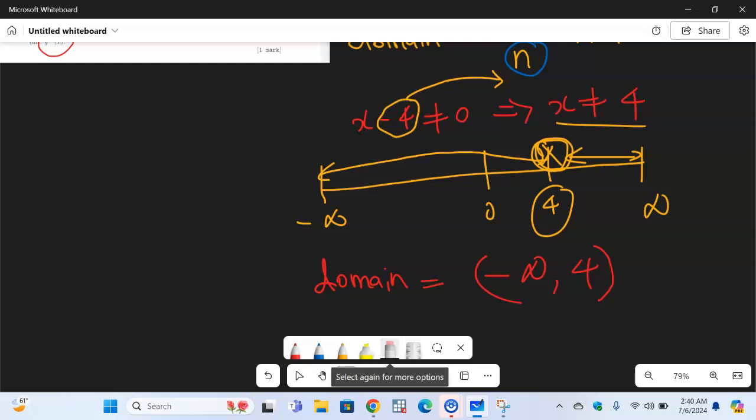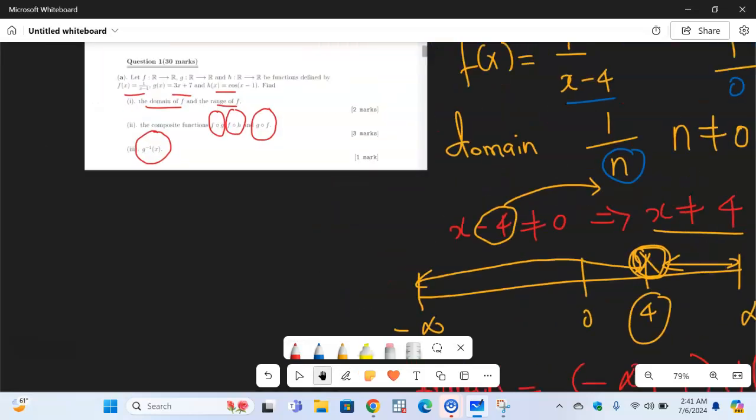If we put a parenthesis, this is an exclusion sign, meaning 4 is not included. So you don't include 4, but you join that with where 4 starts, but is not included, to infinity. So this is the domain of f, nothing else. Now let's proceed and see what other question they were asking.